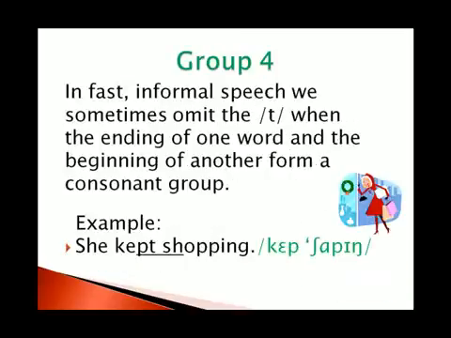Group 4. In fast and formal speech, we sometimes omit the T when the ending of one word and the beginning of another form a consonant group. For example, she kept shopping. Now in careful speech, you would hear the T. She kept shopping. But in fast and formal speech, we drop the T in that consonant group. The consonant group is P, T, Sh. She kept shopping.